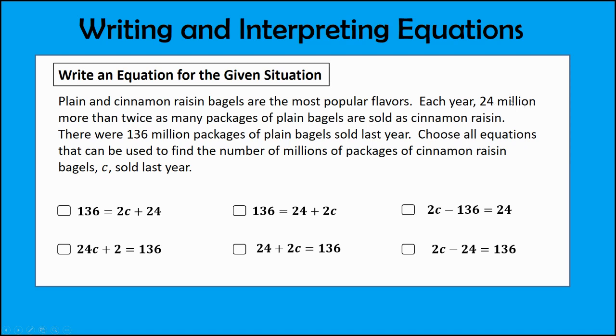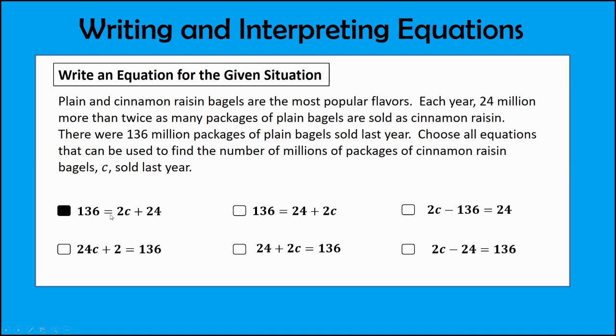And we know there were 24 million more than twice as many plain bagels as cinnamon. As you look at that, what we're saying is if we double the cinnamon and add 24, that equals the total plain bagels sold last year. They sold 136 million plain bagels. They sold 2 times the number of cinnamon plus 24. So this is our first choice: 2 times the number of cinnamon plus 24 equals 136.